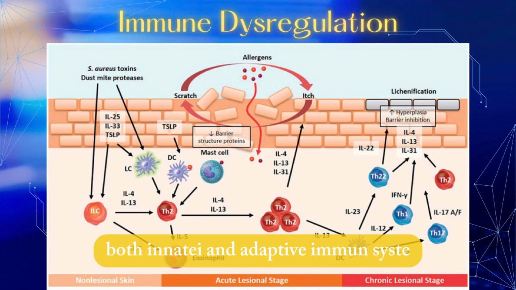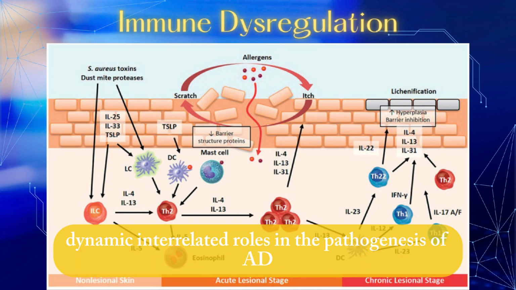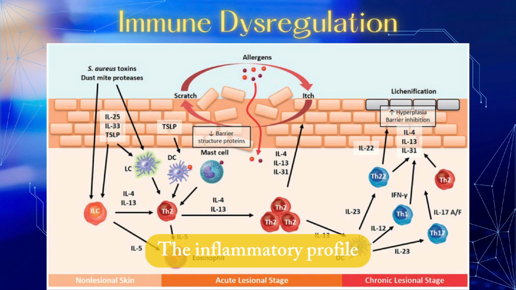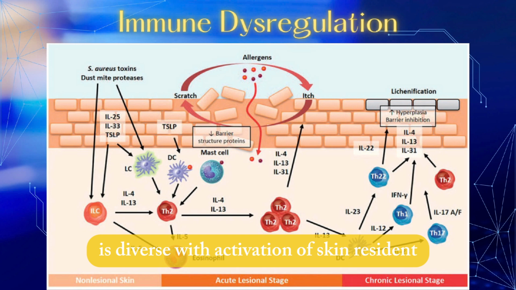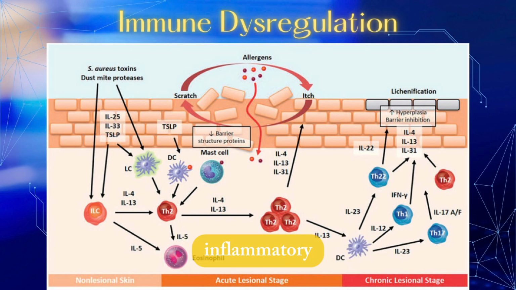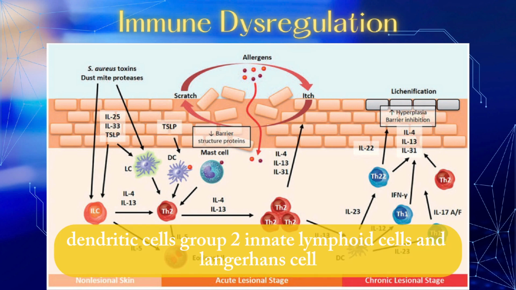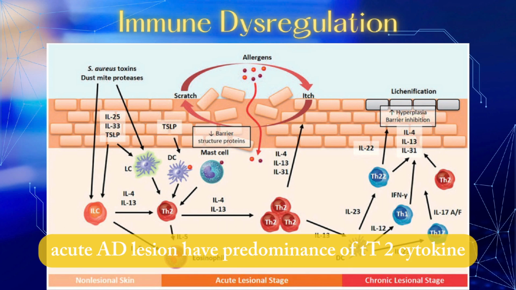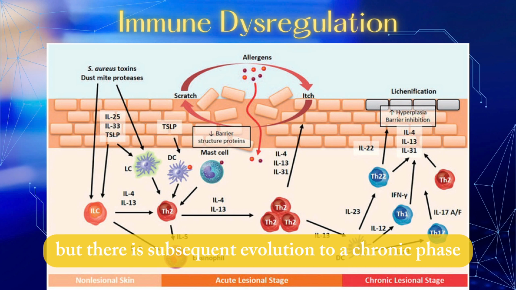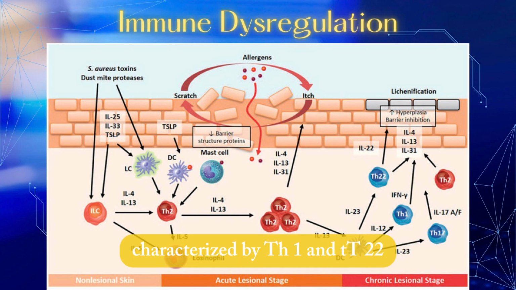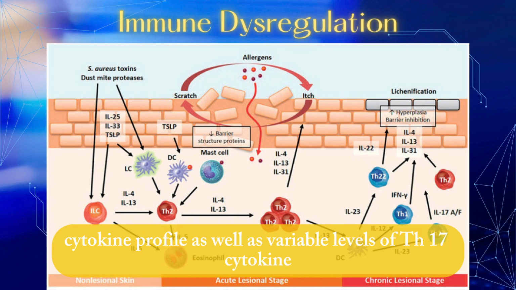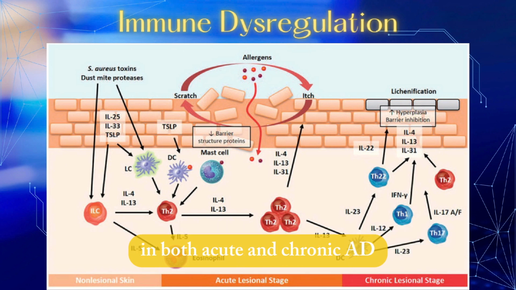Both innate and adaptive immune systems play dramatic interrelated roles in the pathogenesis of AD. The inflammatory profile is diverse, with activation of skin-resident inflammatory dendritic cells, group 2 innate lymphoid cells, and Langerhans cells. Acute AD lesions have a predominance of Th2 cytokines, but there is subsequent evolution to a chronic phase characterized by Th1 and Th22 cytokine profiles, as well as variable levels of Th17 cytokines in both acute and chronic AD.